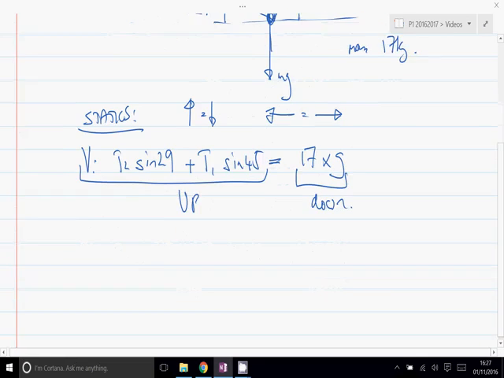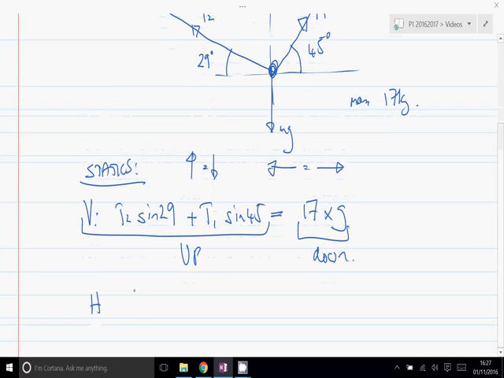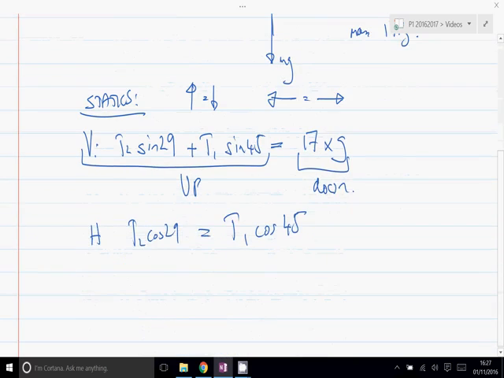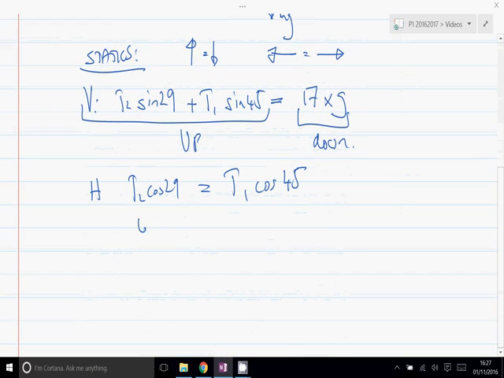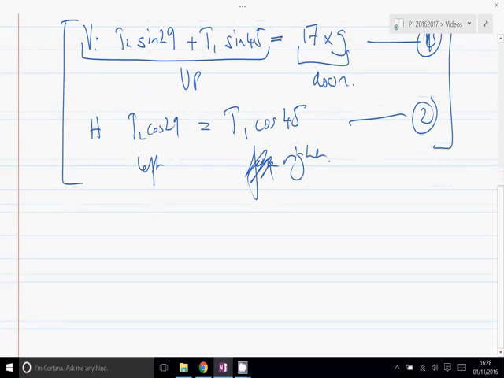Horizontally, left is T2 cos 29 and right is T1 cos 45. And they must be equal, because this is the force pulling left, this is the force pulling right, and they must be equal. So what we've got here are 2 equations and 2 unknowns, a perfect set of simultaneous equations. So I'm going to solve these and show you how to solve this.